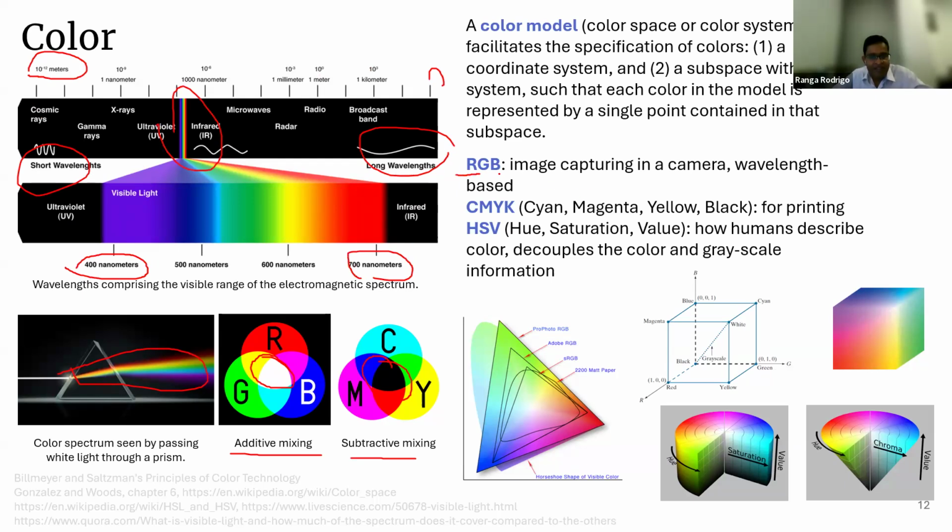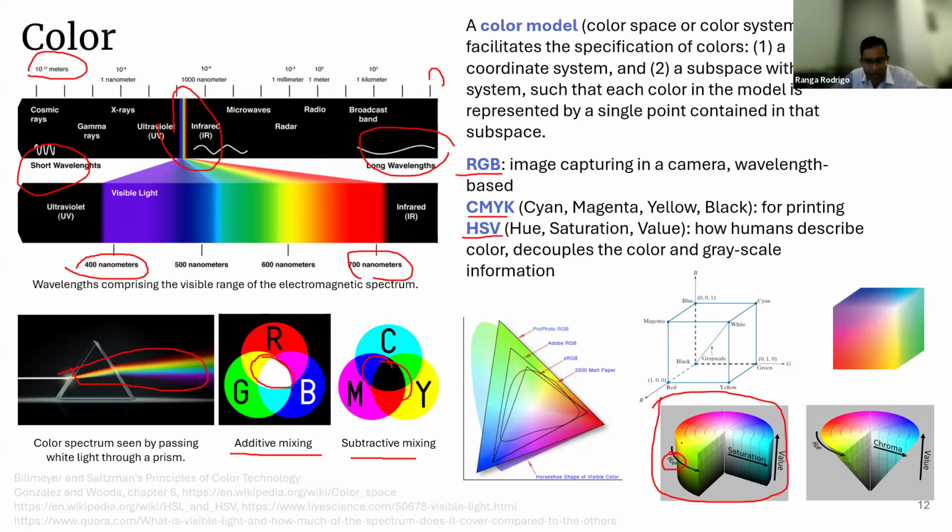So RGB colors are used when you capture from a camera. CMYK, cyan, magenta, yellow, and black, for printing. Hue saturation value, HSV, is how humans usually describe color. This decouples color and grayscale information, HSV. So for example, this is the HSV color space here, you can see. So you can see the hue means the color actually.